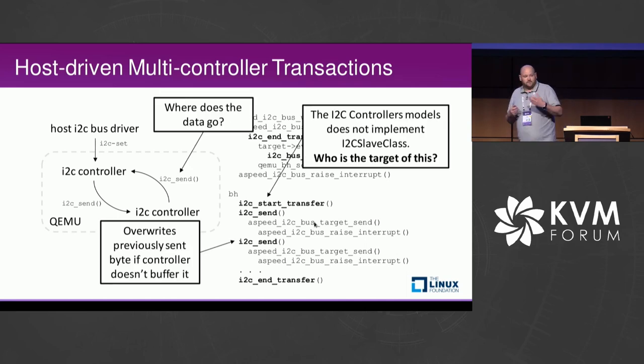So the first problem, of course, is actually that the target devices don't implement the slave interface. So there's no target of this transaction. And as I said, you end up overriding the data in the target if you just implemented it naively.